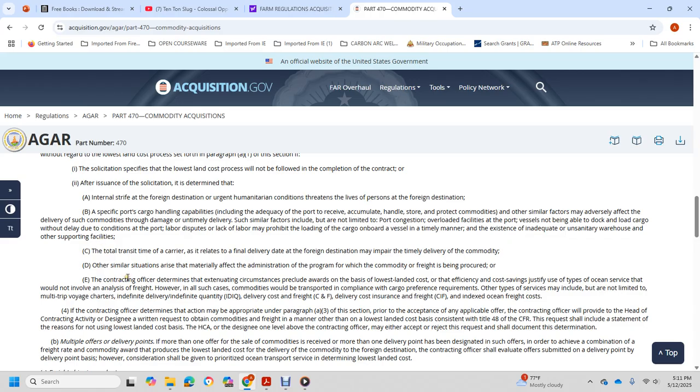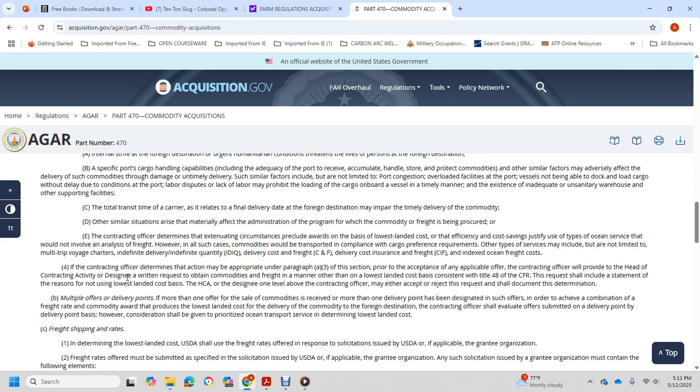If the contracting officer determined the action appropriate under paragraph (a)(3) of this section prior to the acceptance of the applicable offer, the contracting officer will provide the head of the contracting agency or designee with a written request to obtain the commodity with the freight in a manner with the lowest landed cost basis, consistent with Title 48 CFR. The request shall include a statement of the reason for using the lowest landed cost basis. The head of the contracting agency or designee one level above the contracting officer may either accept the request or document the determination.